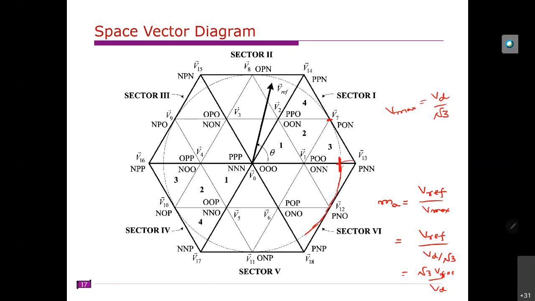Beyond this point, it will go to over modulation. From this point onwards, again it will come to square wave operation, same as what we discussed for 2-level. So here we get the linear range of modulation index. From here to here is the non-linear range, that means the over modulation. After that, from this point onwards, it will operate as a square wave. Clear? So that is how we define the modulation index.